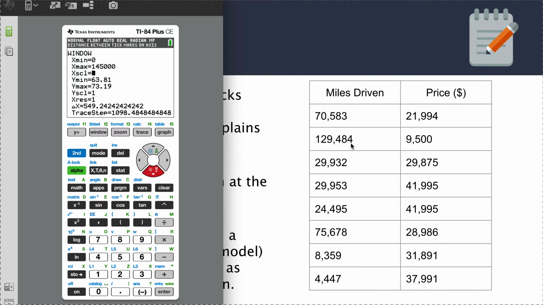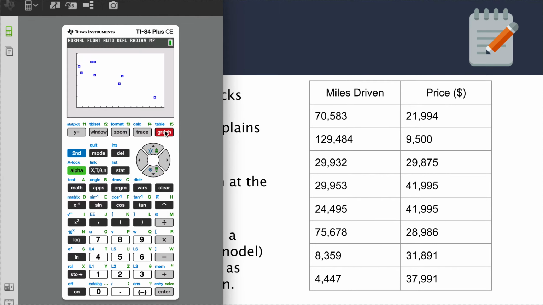And I'm going to go by, let's go a scale of 10,000 there. And my response variable, my Y values here, smallest one is 9,500. For now, just to get a glimpse of it, let me go from 0 until, what's my biggest one? 41 something. Let me go from 0 to 50,000, also going by 10,000. And let's just see if that helps. Okay, that's not bad. Okay, we'll keep that.